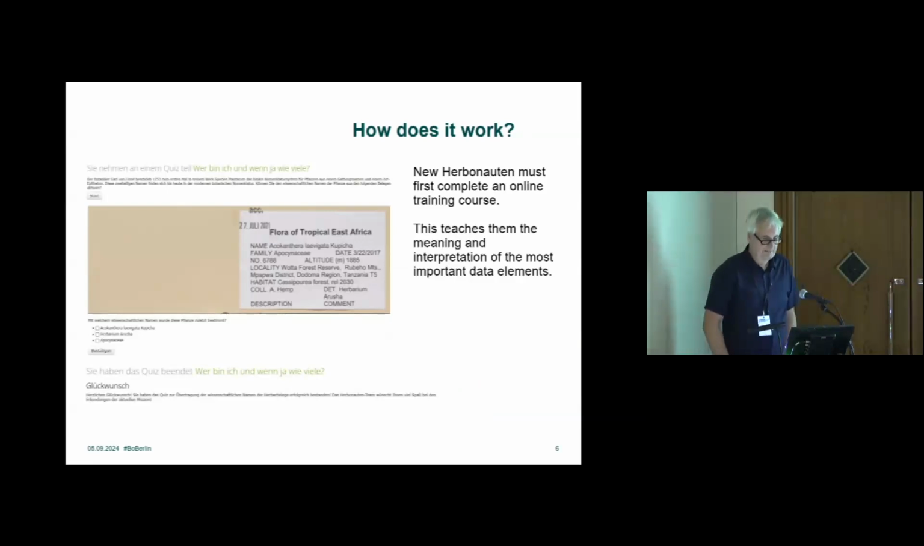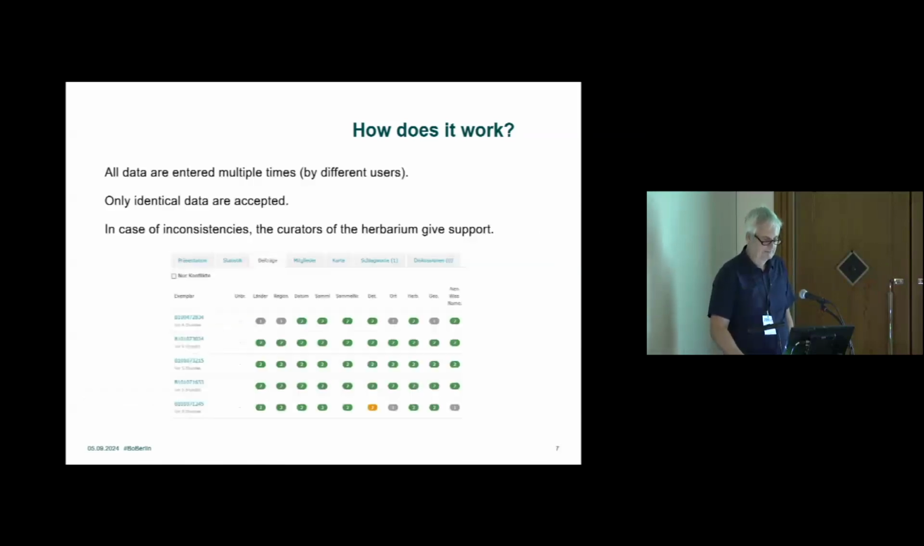If somebody registers and wants to help us, they must first complete an online training course, which is a quiz-like thing where they learn the basic concepts of label transcription, and also what the different data elements mean, where you find the collector, where you find the collector number, and so forth. And once you have successfully run through this quiz and teaching part, so to speak, you can start to become productive.